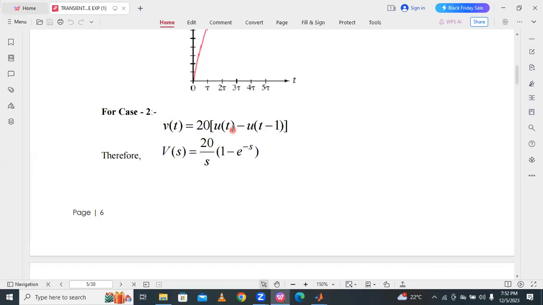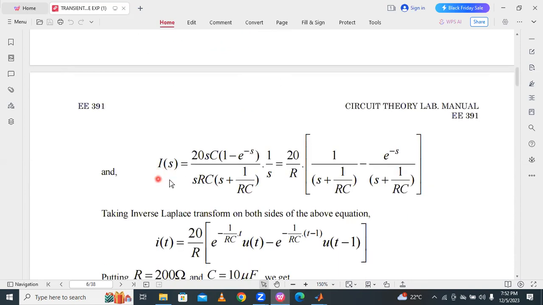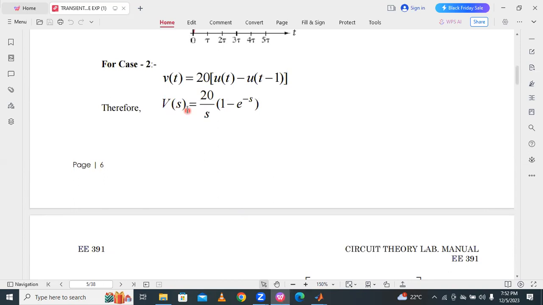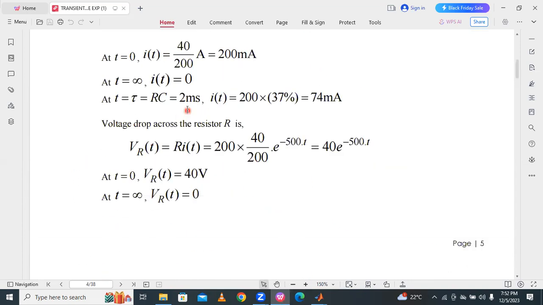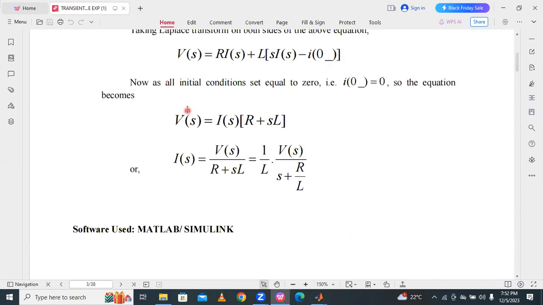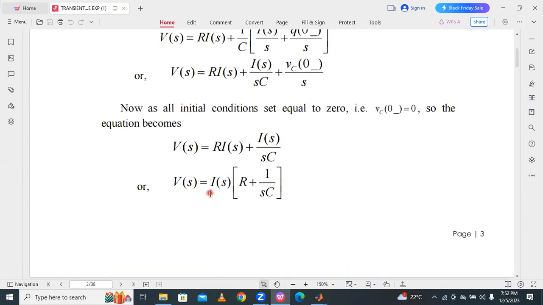To get a pulse width of 5 milliseconds, we use this form. Applying the Laplace transform, V of s is equal to 20 divided by s into 1 minus e to the power of minus 0.05 s. Then I of s is found by substituting this V of s into the previous expression. For the series RC circuit, V of s is equal to I of s into R plus 1 by Cs. Substitute V of s in this equation.